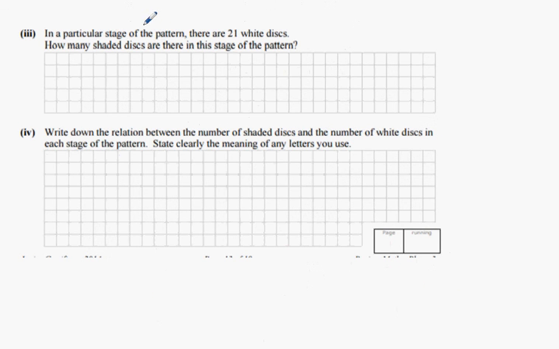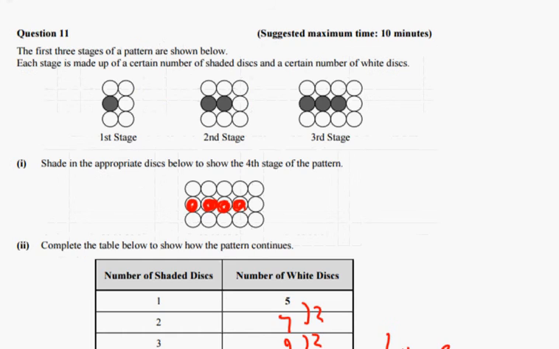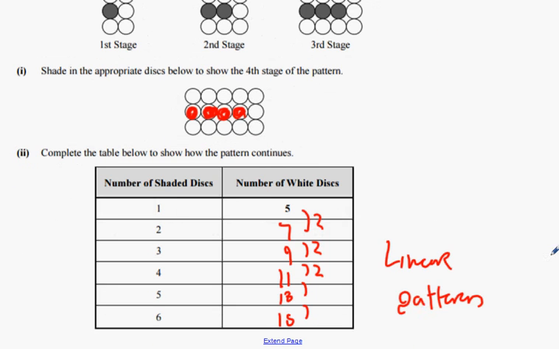Okay, because it goes up by the same amount each time. Now, in a particular stage of the pattern, there are 21 white discs. How many shaded discs are there at this stage in the pattern? So we're looking for 21 white discs. What can we do?